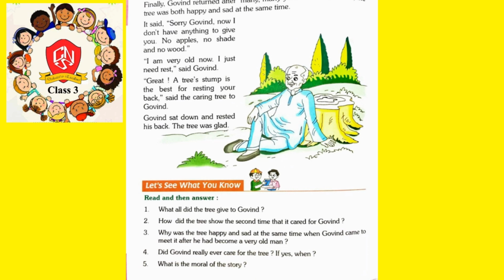And as usual, the kind hearted tree said to Govind that he had a stump to offer to Govind for taking rest, as a tree stump is the best for resting his back. Govind sat down and rested his back. The tree was glad. So, as usual, the tree was very much delighted, very much happy to have his best friend, that is Govind, after so many years.